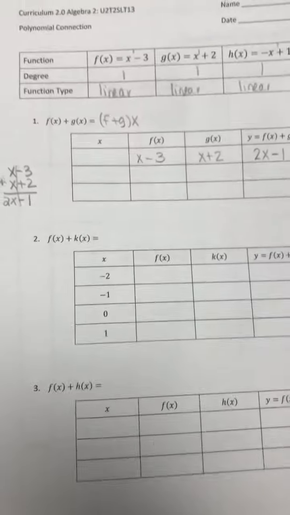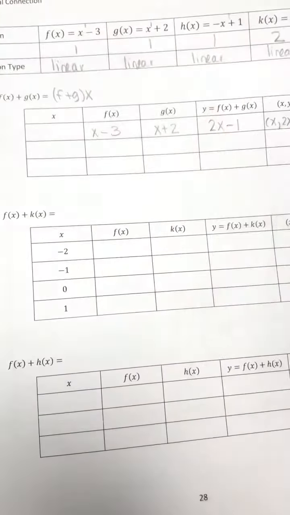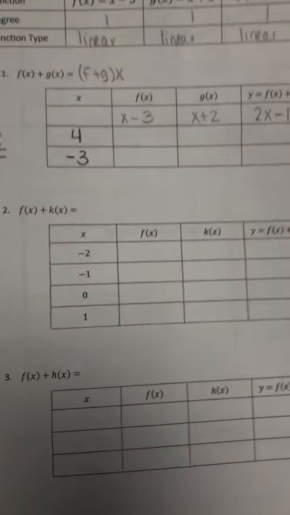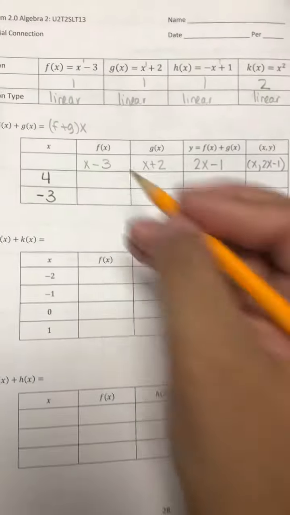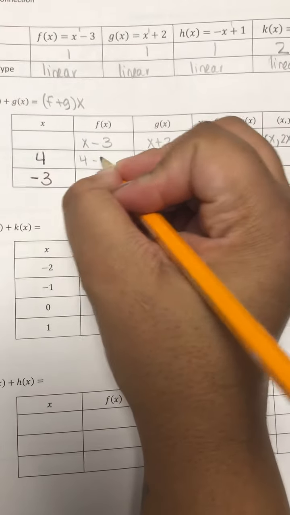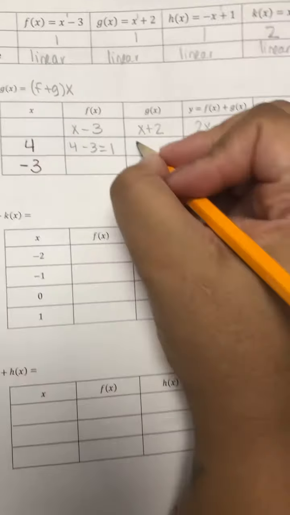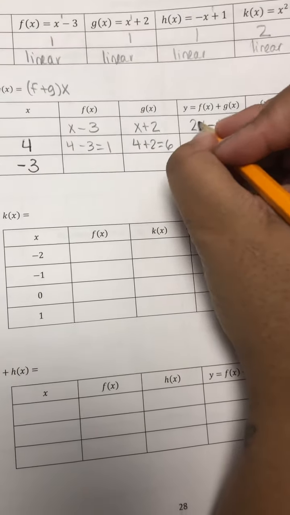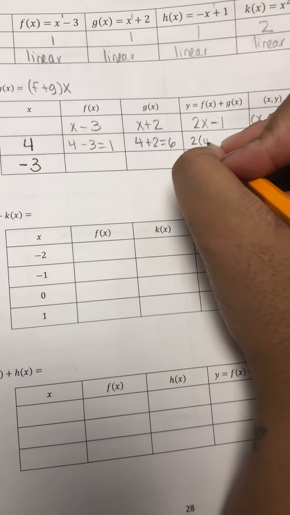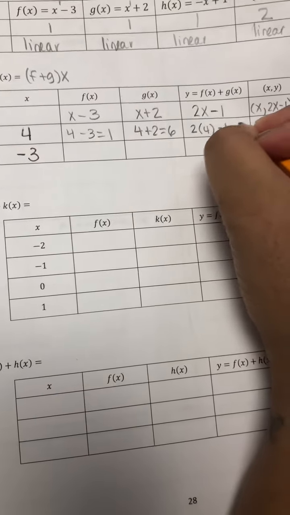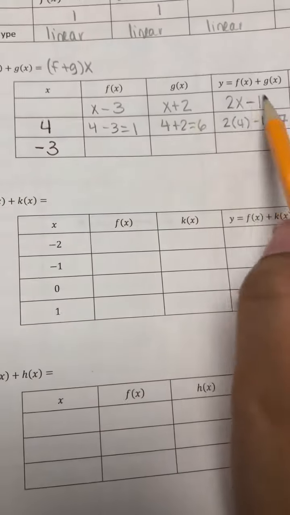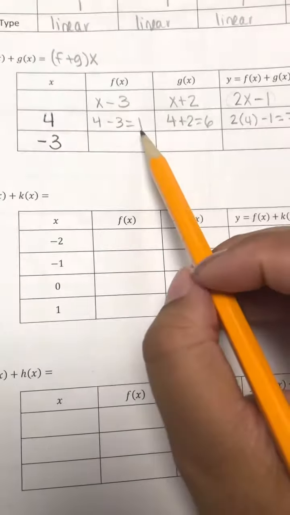Now, let's come up with some numbers. So I'm going to give you the numbers 4 and negative 3. All right, so you can do 4 minus 3, 4 plus 2. We already know what that was. It was 2 times 4 minus 1. And you could check your work this way. So if you want to know if you added it together properly, you can just plug in numbers.